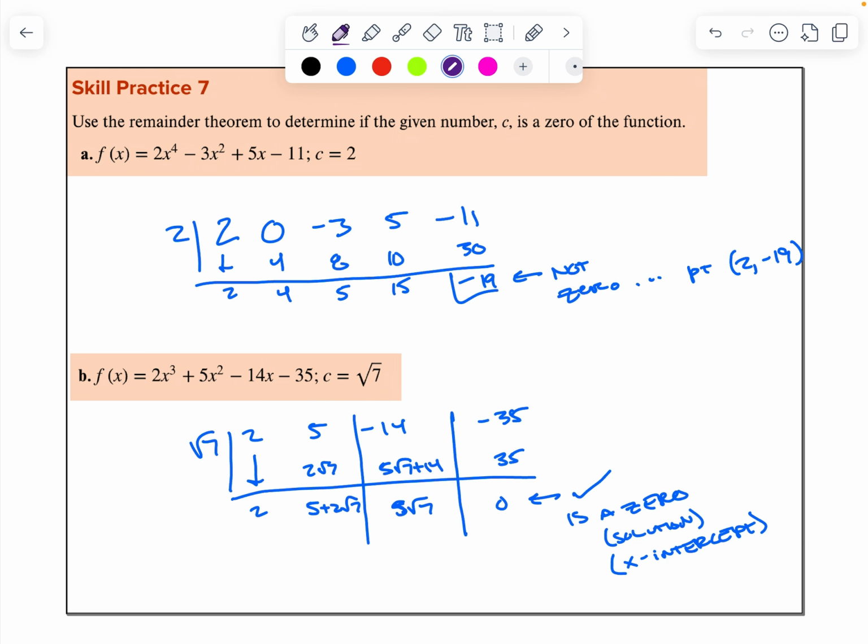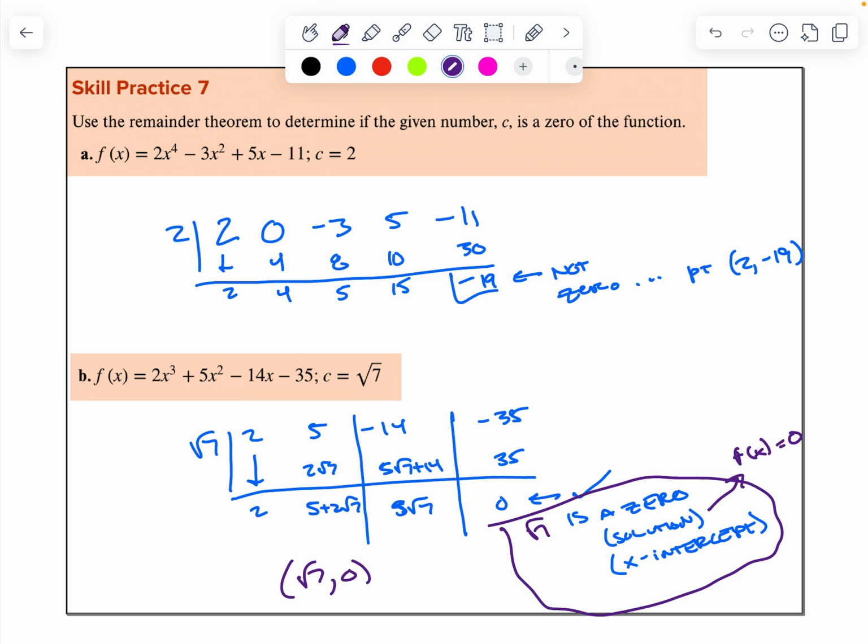The second one, square root of 7 does give you a 0 in the end, and so square root of 7 is a 0. It means it is a solution. It is an x-intercept. When I say it's a solution, I mean it's a solution to the problem f of x equals 0. If I set f of x equal to 0, it is a solution of that. It is an x-intercept. I get the point (square root of 7, 0) as an x-intercept.